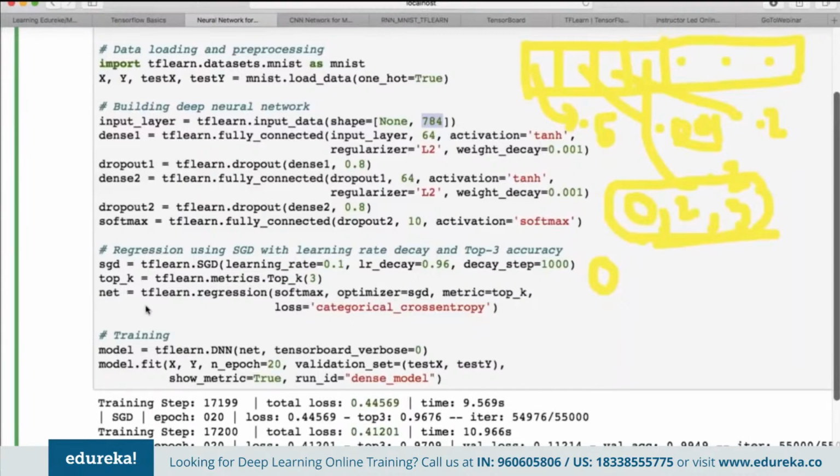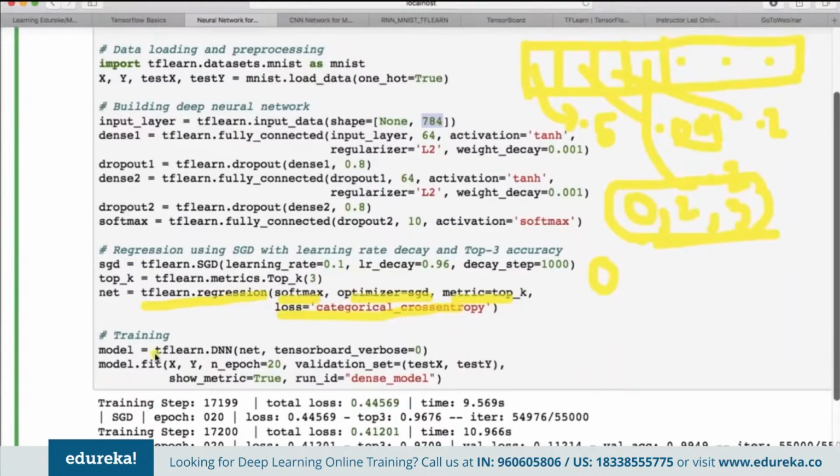And then, as I said, TFLearn regression is the approach which we used to do in Keras with something like model.compile. When we are compiling, we are calling the optimizer SGD, the metric is top K, and the loss is cross entropy. And then your net is set with all these parameters on the top. And then finally, you are running this.